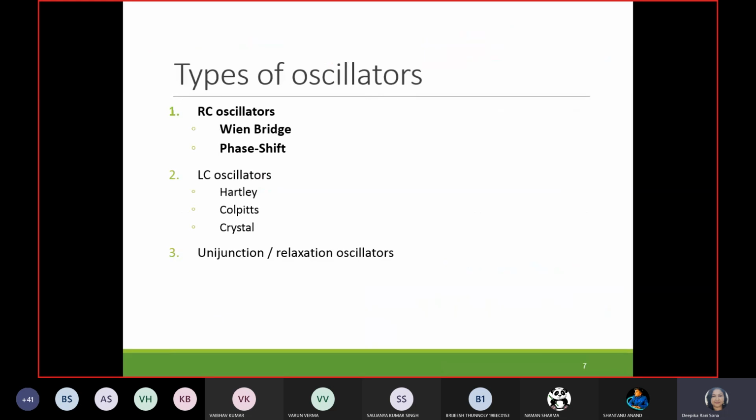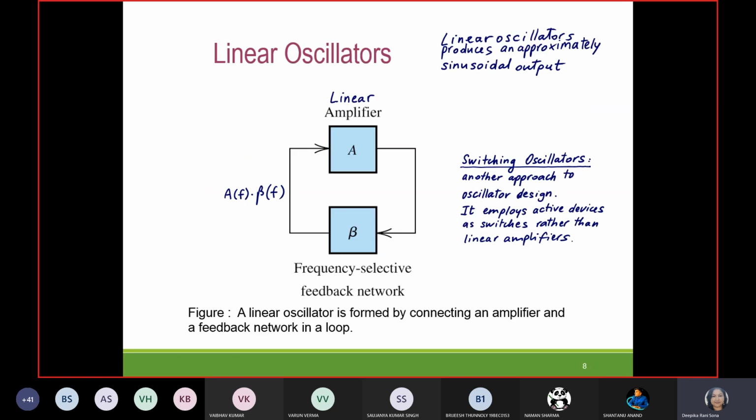Okay, so what are the types of oscillator we are going to study? There are several types of oscillator: RC oscillator, LC oscillator, UJT or relaxation oscillator. UJT is called the unijunction oscillator. As per your syllabus, only RC oscillators are there. It is categorized into Wien bridge oscillator and phase shift oscillator. RC means the oscillator's feedback path is made up of R and C components. Okay, so let's have a look at the feedback path.